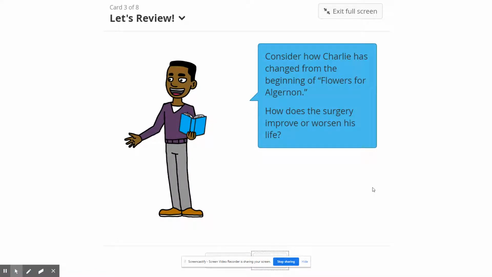So one of the things that we're going to have to think about in our unit is how Charlie changes from the beginning of Flowers for Algernon and how the surgery that Charlie has either improves or worsens his life.